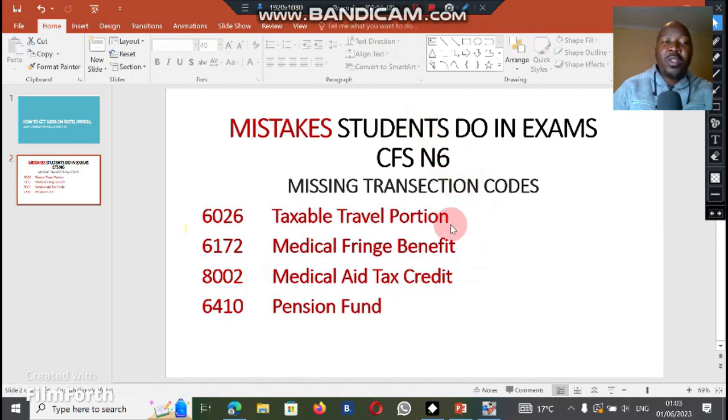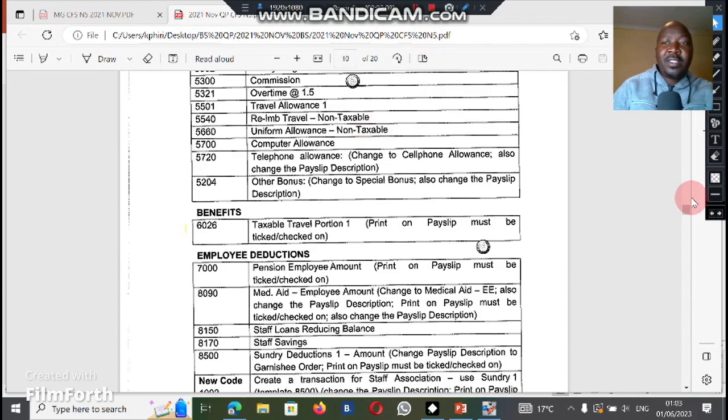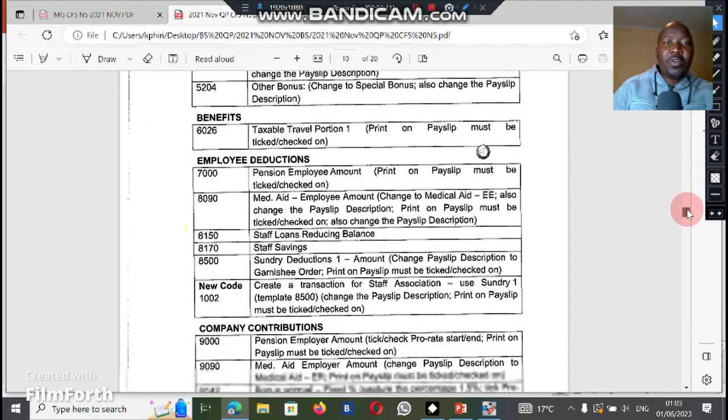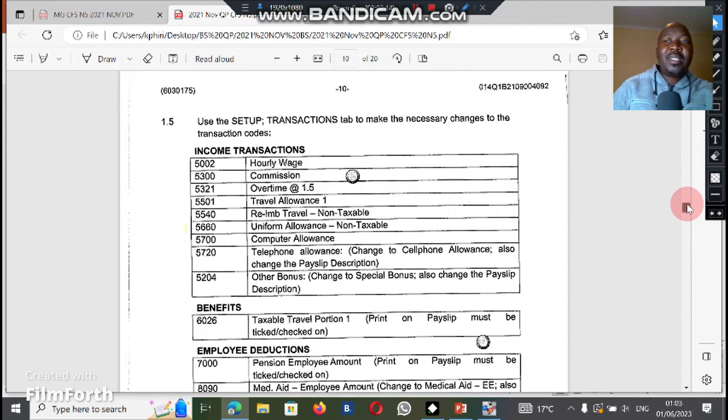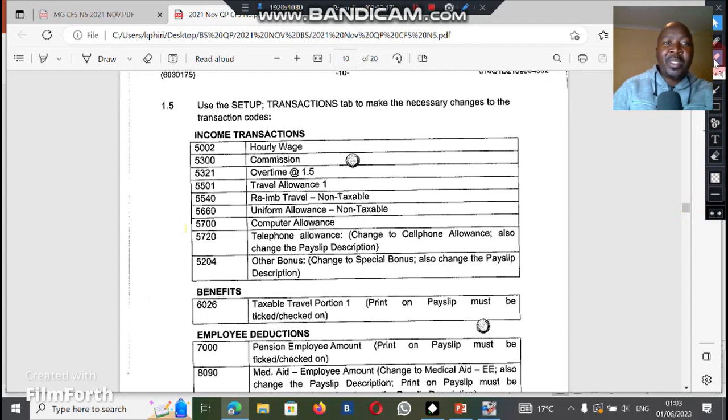Now, let us look at why I say you must capture them and what will help you remember when you have to capture these transactions. We're going to pull up a question paper and highlight the clues that will tell you that the following codes must be captured. Here is our transaction setup list on the question paper. The transactions that will give you a clue are the following. If we check here, there is traveling allowance, which means that code must be captured.